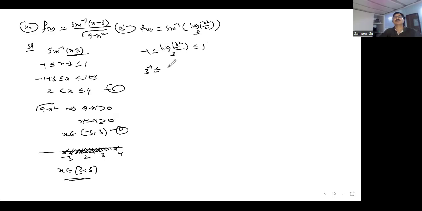3 inverse x square by 2. This is 3. So 2 by 3 less than or equal to x square is equal to what? 6. I multiplied with 2 here. I got it in this way. So I may get two cases here, right? I may get two cases.